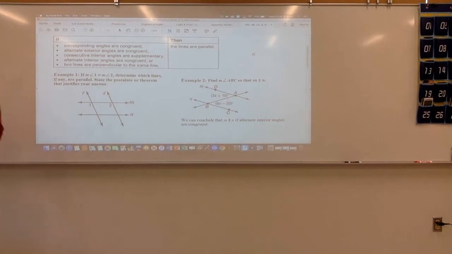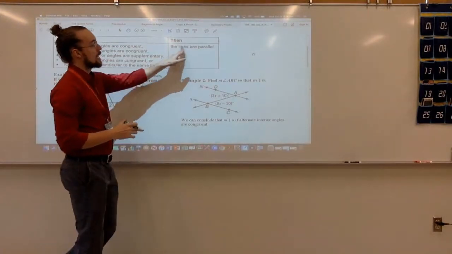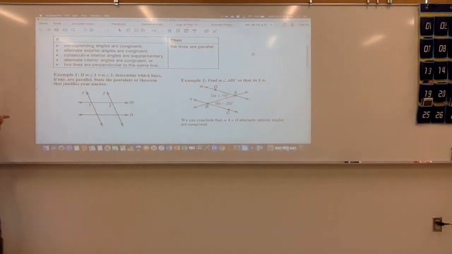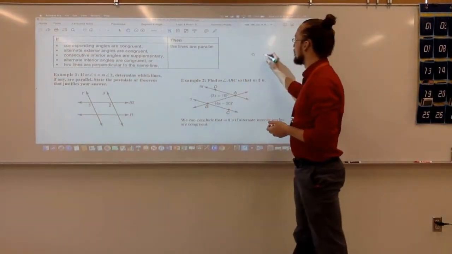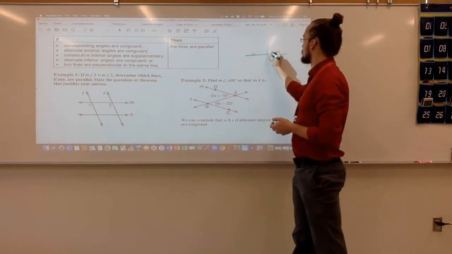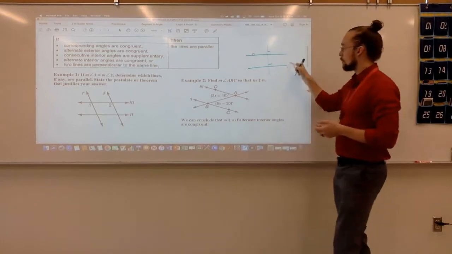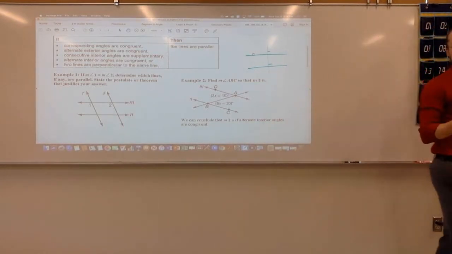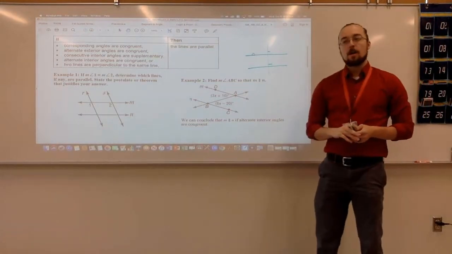This fifth bullet point down here says, if two lines are perpendicular to the same line, then those lines are parallel. Hopefully that makes sense intuitively. We have a picture of that. We're saying if we've got two different lines that are perpendicular to the same line, then those two lines would have to be parallel. Should make pretty good sense.